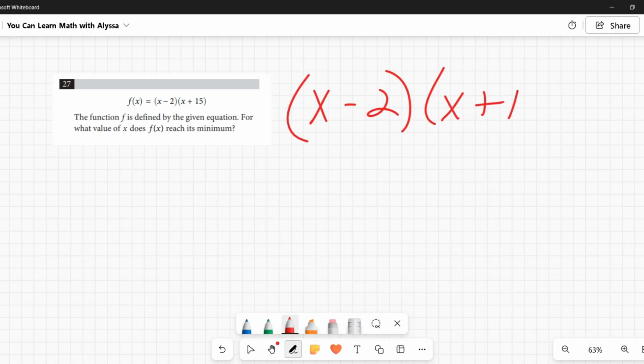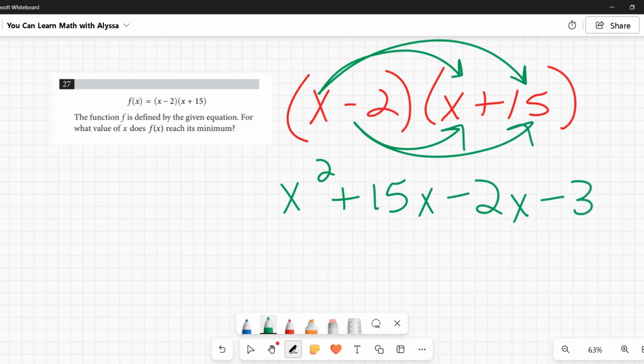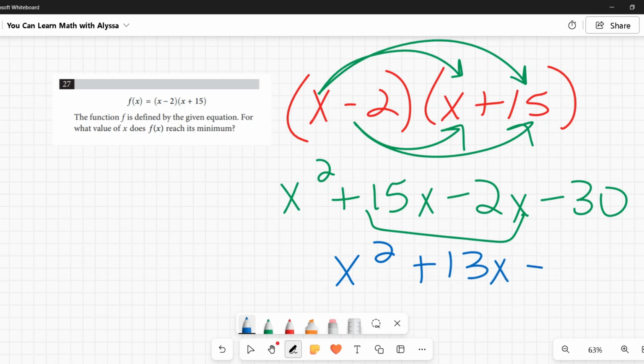If you want to do this manually, the way you would do this, I go x minus 2 times x plus 15, and I would distribute this. So x times x is x squared, x times 15 is 15x, negative 2 times x is negative 2x, and negative 2 times 15 is negative 30. Combine those like terms, and we get x squared, 15x minus 2x is 13x minus 30.